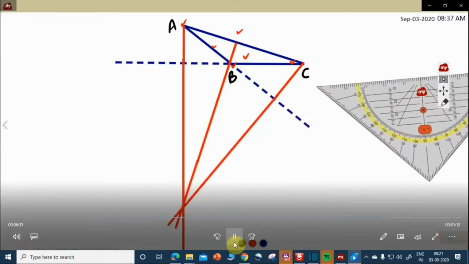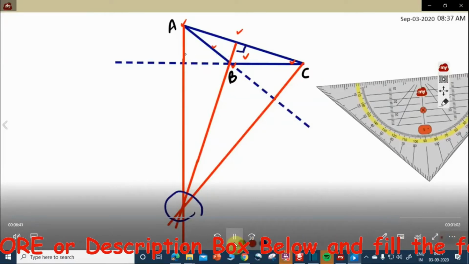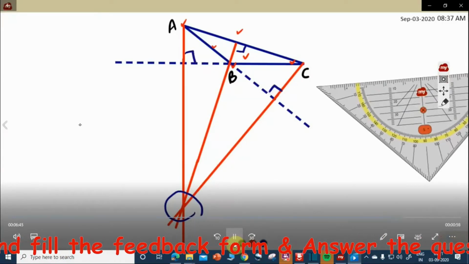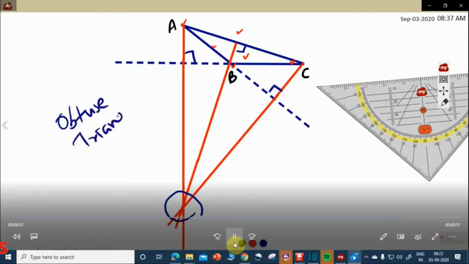Orthocenter is the concurrent point where the perpendiculars drawn from each side of a triangle meet. Please remember that this one is the perpendicular drawn from each side to the opposite vertex, and this is an obtuse angled triangle, and the point of concurrence of the altitudes is named as the orthocenter.